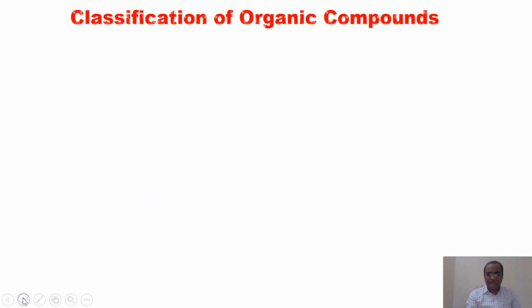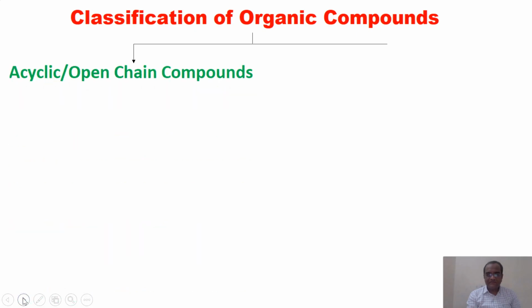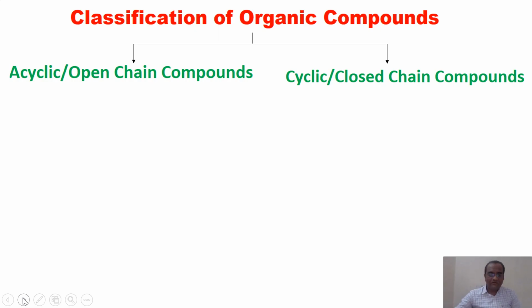Now let us see one by one class. Organic compounds are divided into two classes, that is acyclic or open chain compounds, and second class, that is cyclic or closed chain compounds. Now what is the difference between these two? So I will write the structures of some molecules over here. I will write the structure of a very simple compound, that is ethane.